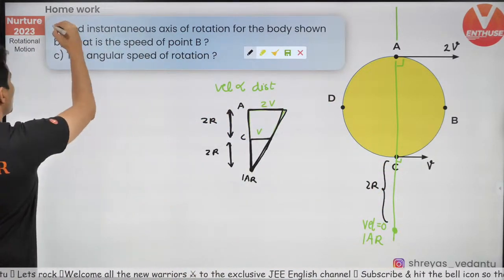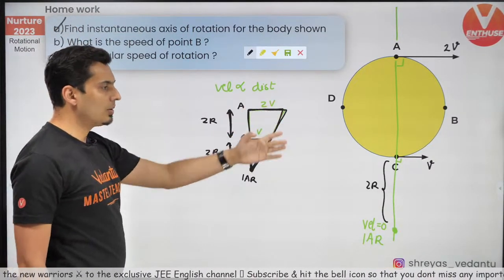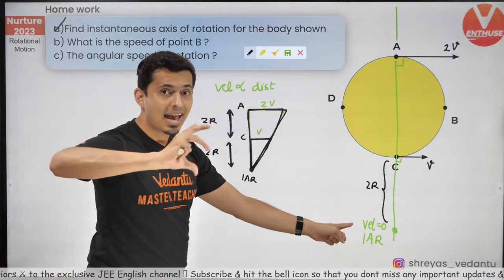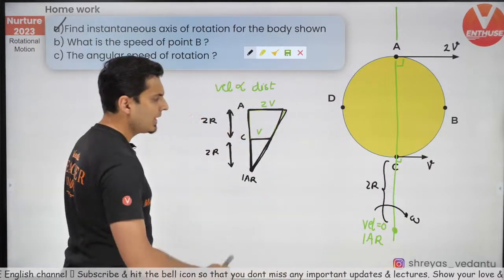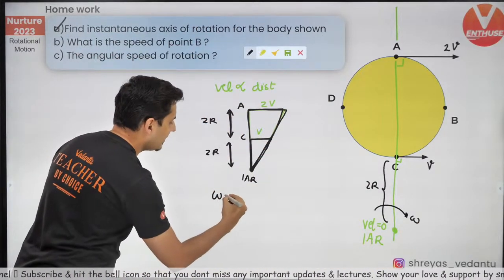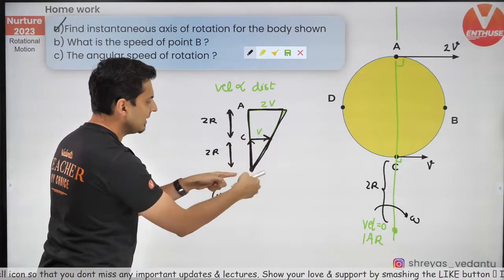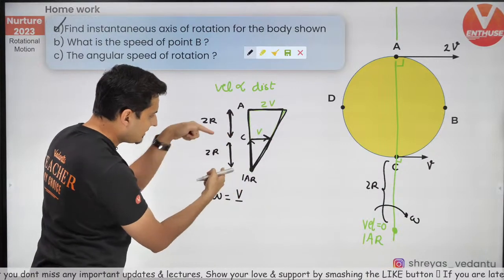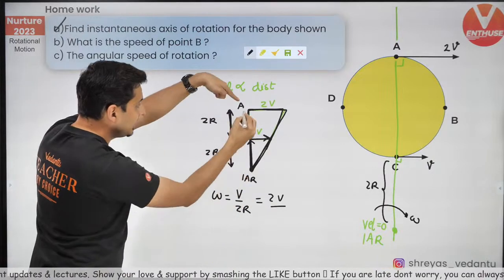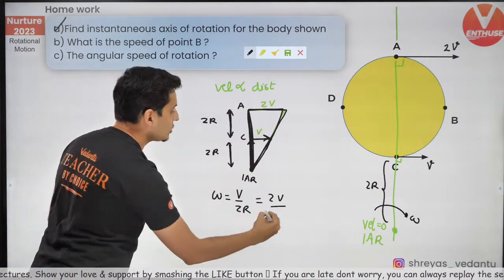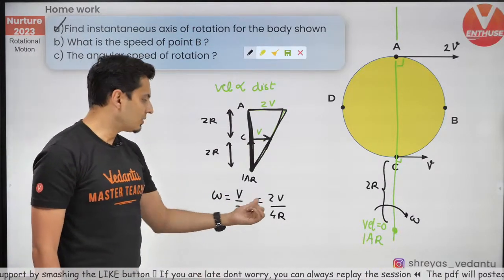So my first problem is done. Let's solve the C part first, and then let's go to the B part. The next part is, what's the angular speed? Well, that's also easy. The angular speed about that axis of rotation, omega, will be any velocity divided by that distance. So I can write it as v by this distance, which is 2r. I can also write it as 2v, but then this whole distance will be 2r plus 2r, which is 4r, which is one and the same thing, 2v by 4r, so v by 2r.